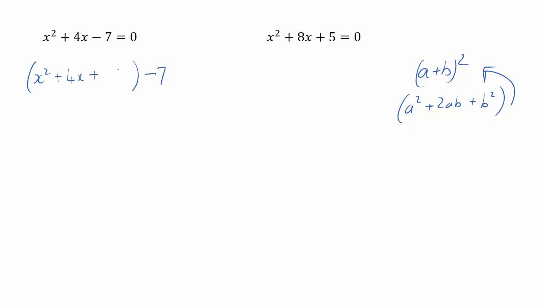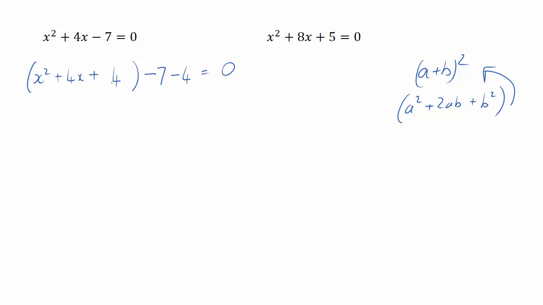Step number 2 is to work out what this would be. The easiest way is to divide the number in front of the x by 2 and square it. So 4 divided by 2 is 2, and squared it would be 4. Because we added 4 here, we've changed the maths. So we need to eliminate the addition of the 4 by subtracting 4 outside. The whole thing still equals 0.